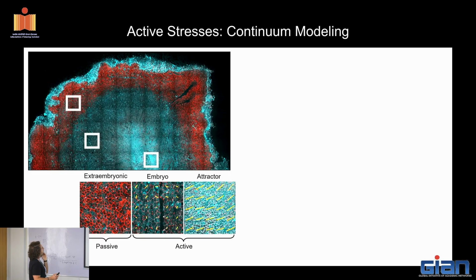Okay. So what we want to do is try to build an active stress. In this tissue there are basically three regions that I already told you about. If you zoom in here, there is no myosin. We think of this as a passive region. There is no myosin.